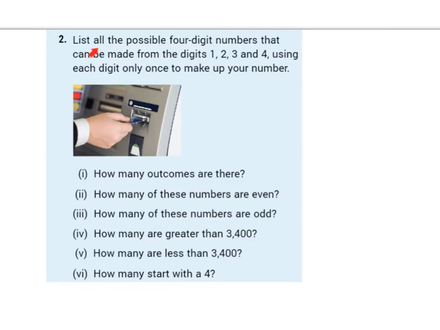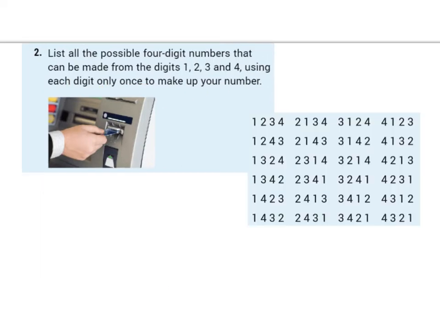Question 2. List all the possible 4-digit numbers that can be made from the digits 1, 2, 3, and 4, using each digit only once to make up your number. Now, this is very, very important. So none of the digits can be repeated. So we're going to have 6 questions all to do with this. So first of all, to list all the possible 4-digit numbers, here they are.